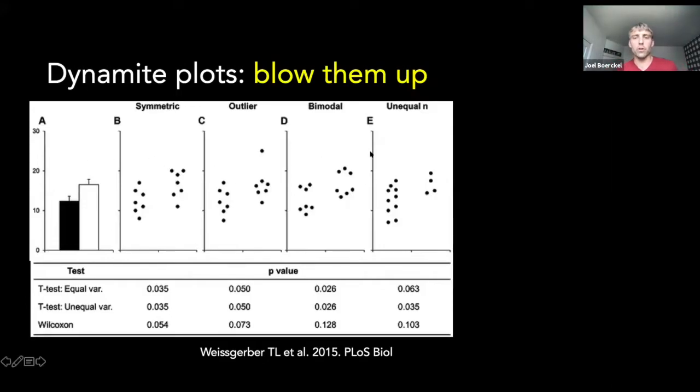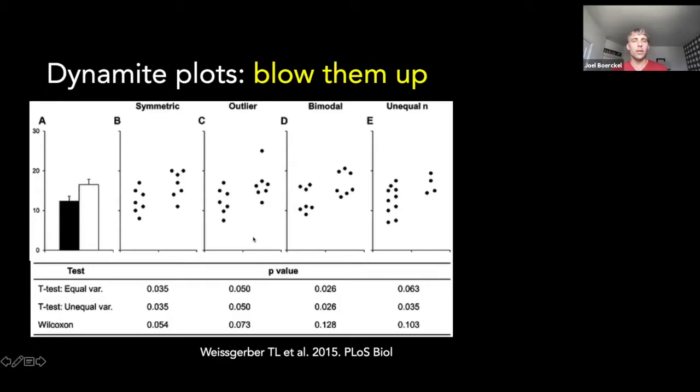Now, here are 4 different groups, similar to Anscombe's quartet, 4 different data sets that give exactly the same graphs when presented as dynamite plots, right? So we can have data that's symmetric. This is nicely distributed data. Both groups are similar in distribution. We can have ones where there's outliers. We can have ones where there's a bimodal distribution, or data sets where there's different numbers of samples in different groups. And each of these differences can influence how we interpret the data, right? So if you're just going to show this, you're losing a huge amount of information, both for your reader and for you as the scientist trying to interpret it.